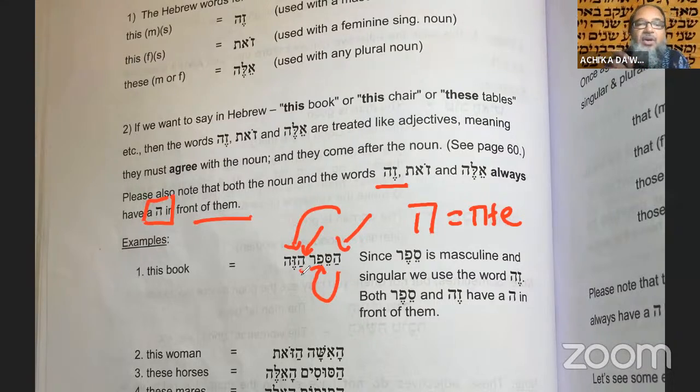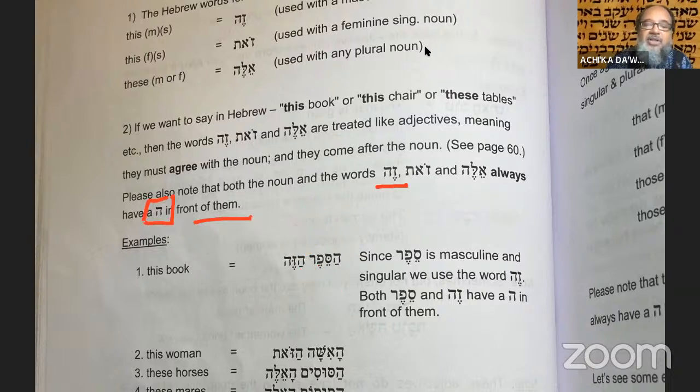Okay, so if you want to refresh yourself with that, they tell you to look at page number 60 to let you know how it's supposed to agree. If it's masculine, then you have to use the masculine this, which is zay. If it's feminine, you have to use zoth. But if you're talking about something that is ha safer, the book, then your zay or your zoth has to become ha. And they're going to give us some examples. And of course, you'll get this.